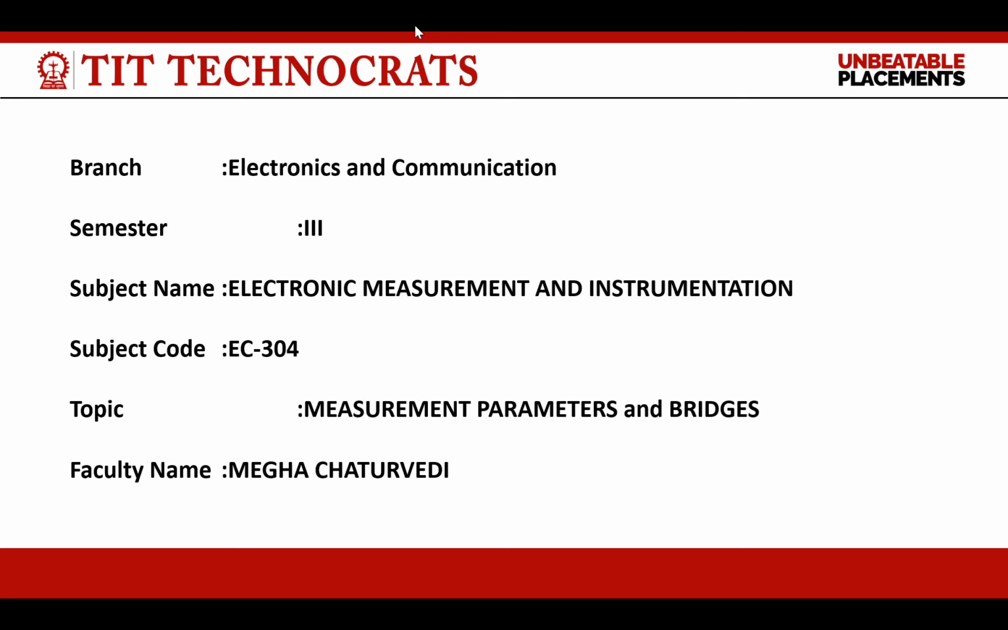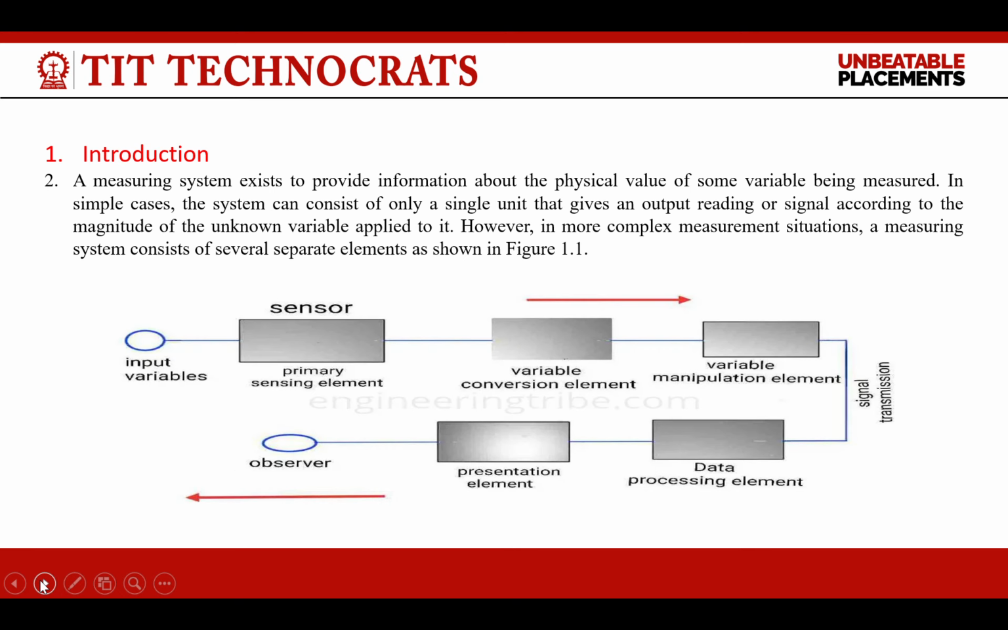Good morning, students. This is the Electronic Measurement and Instrumentation subject, that is EC304, and our topic is measurement parameters and bridges. Now we start with our first topic, that is introduction to the measuring instruments. A measuring system exists to provide information about the physical value of some variable being measured.